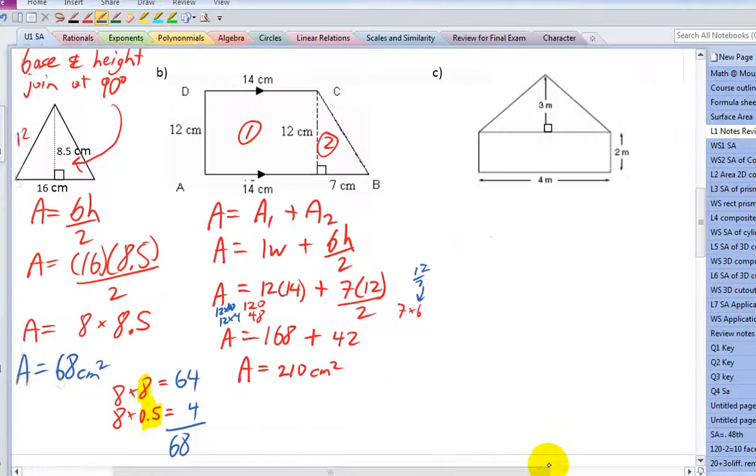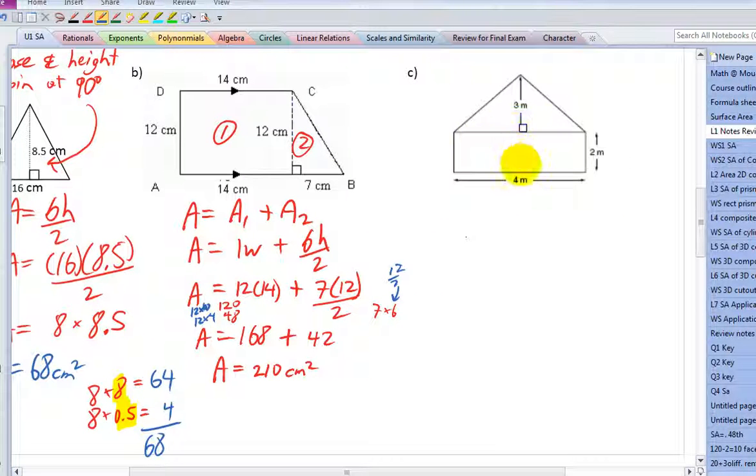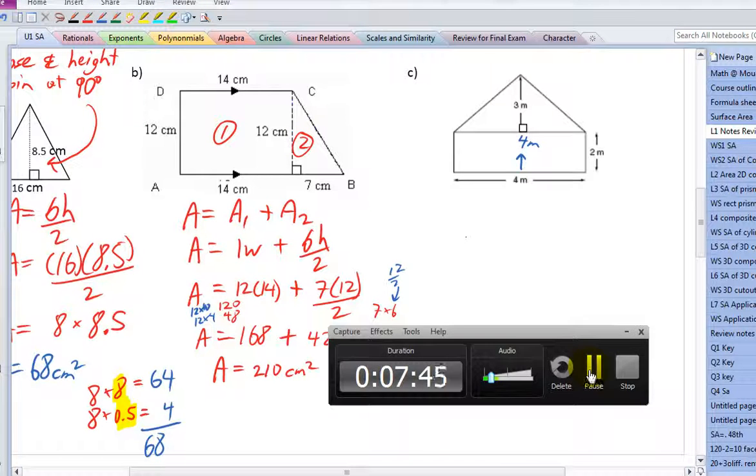Perfect. Okay, C. Notice for C, sometimes the measurements for the base of the triangle aren't given exactly where you need it, but you're all smart enough to know that the top line is also 4 because we have a rectangle. Go ahead and do C by yourself. Please show all your work just like B. Go. Carlos, can you see from back there?